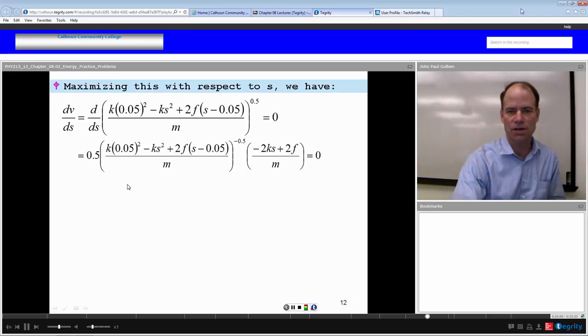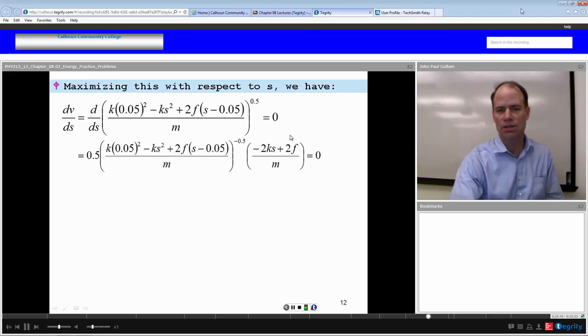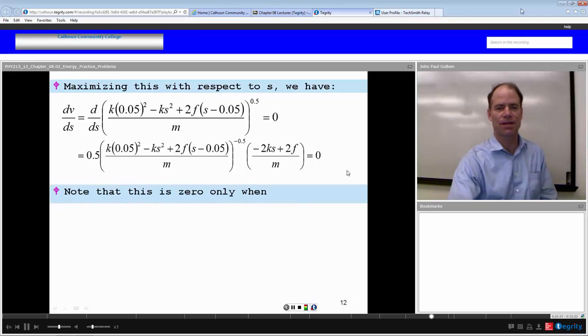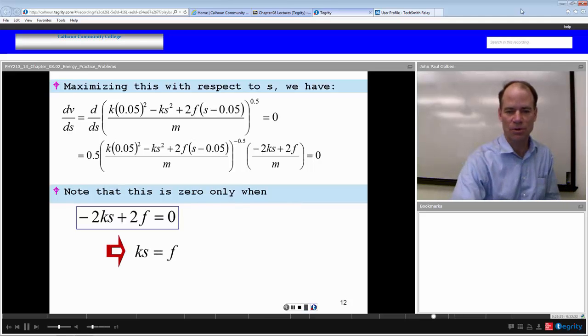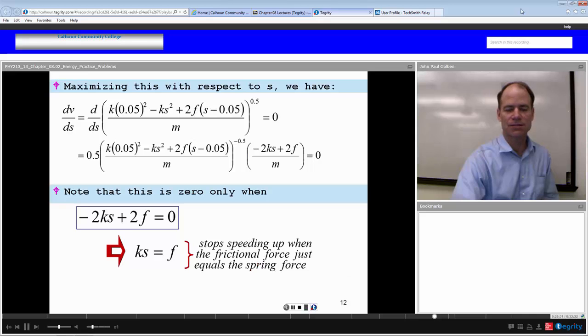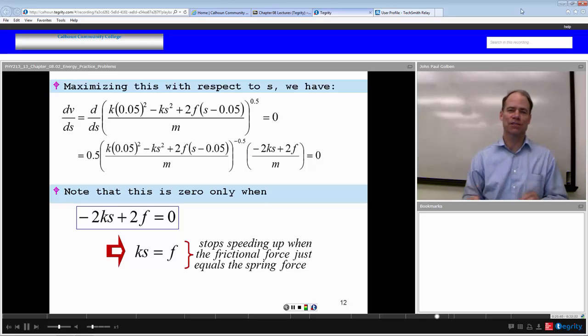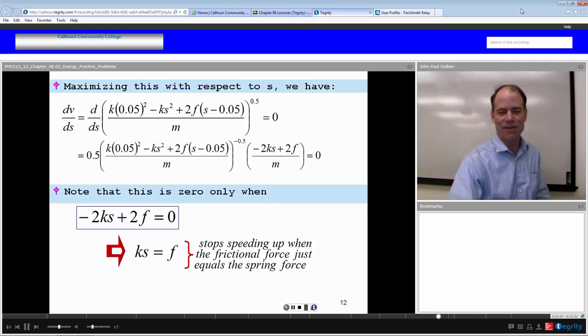Now, this first term is going to be something, but this whole thing will be 0 when the second term is equal to 0. In other words, when whatever is in the numerator here is equal to 0, that's when we hit our maximum value. That will occur only when negative 2ks plus 2 times the frictional force is equal to 0. In other words, ks is equal to the frictional force. This thing will stop gaining speed, reaching its maximum speed at the point where frictional force is equal to the spring force. Makes sense. Can't go any faster then.